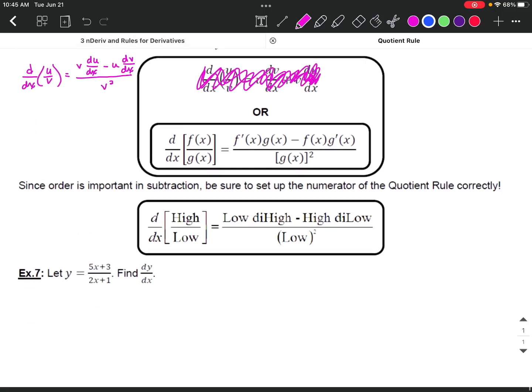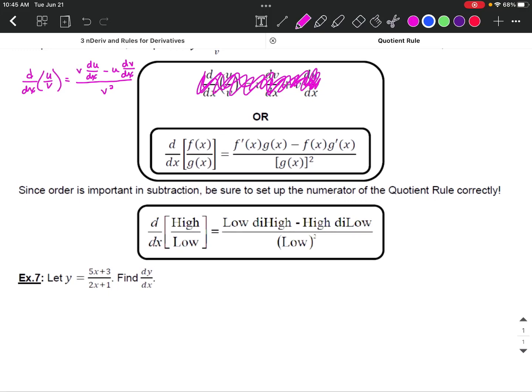Okay, so let's try an example. If we have y equals 5x plus 3 all over 2x plus 1, we want to find the derivative. Now the derivative of y is called dy dx equals, we take the derivative of the top. The derivative of 5x plus 3 is 5, and we're going to keep the bottom, which is 2x plus 1, minus, now this time we're going to keep the 5x plus 3, and the derivative of the bottom, the derivative of 2x plus 1, is 2, and we put all of that over the bottom, 2x plus 1 squared.